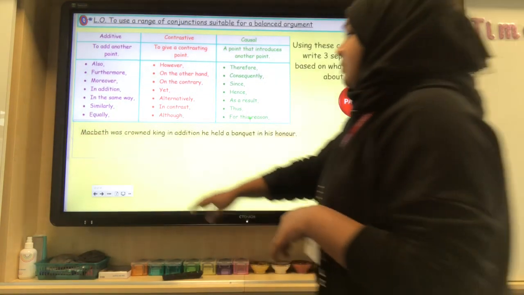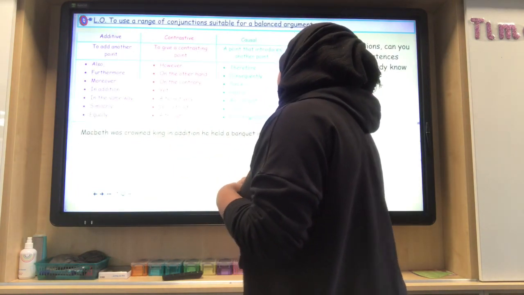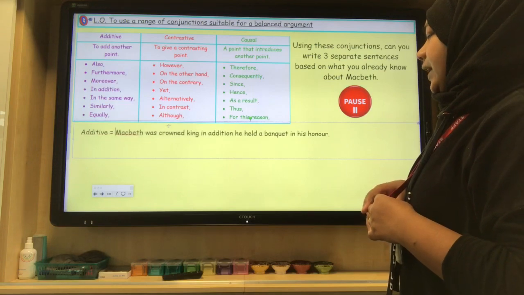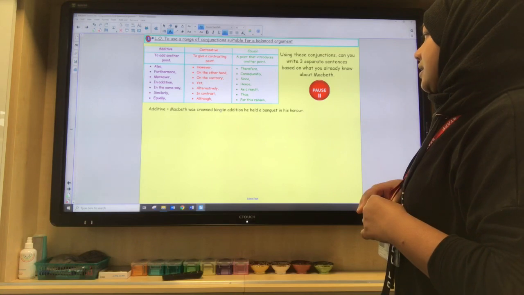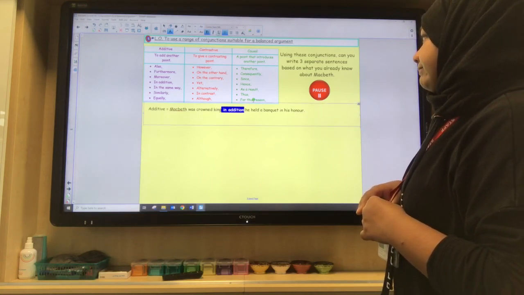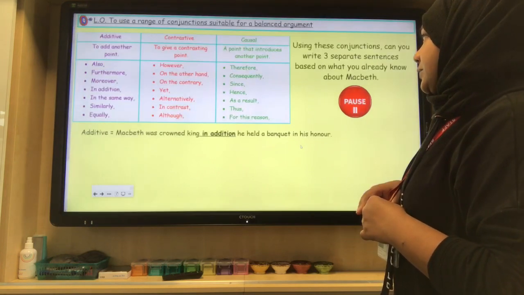So I've made a statement. Macbeth was crowned king. In addition, so I'm making another point, he held a banquet in his honour. So this one here is an additive conjunction, isn't it? Yeah. And the additive conjunction is what, Miss May? In addition. Yeah. Okay, so we just got that there. We'll just put that in bold. Okay, next one.